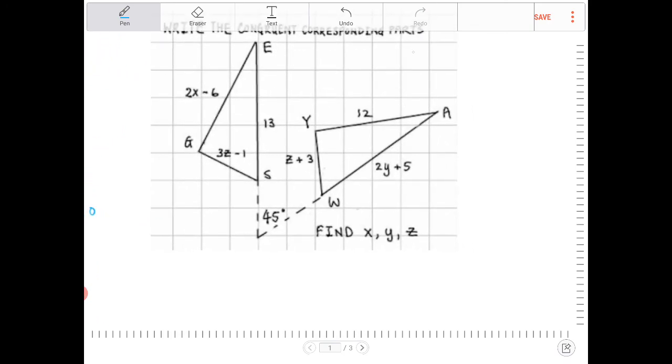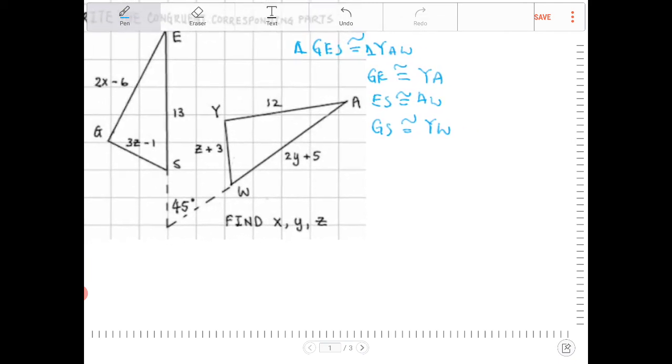So again, GES is congruent to YAW. And so I know that GE is going to be congruent to YA, ES is congruent to AW, and GS is congruent to YW. So this is going to give me the working relationships to solve for x, y, and z.